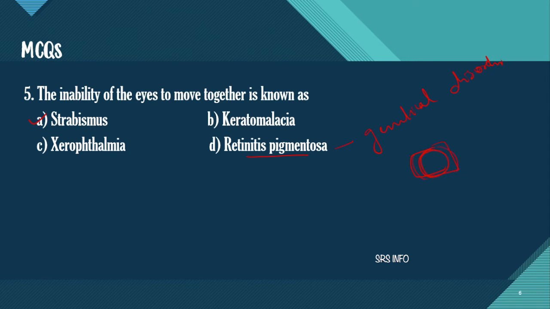This condition is known as retinitis pigmentosa. When it worsens, he can see only as if he is seeing through a tunnel, so this condition is known as tunnel vision. This is the situation when retinitis pigmentosa worsens. The important thing is that there is no effective treatment available for retinitis pigmentosa. This is a genetic condition. The inability of the eyes to move together is known as strabismus.